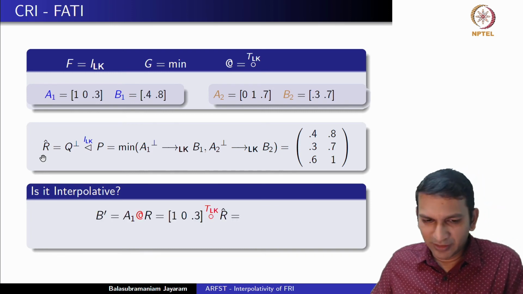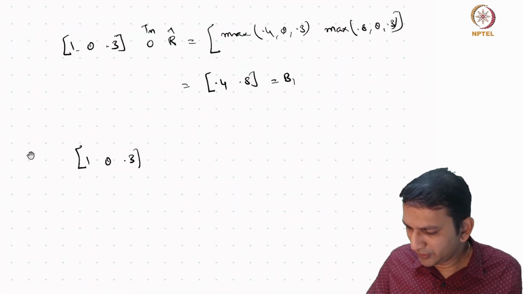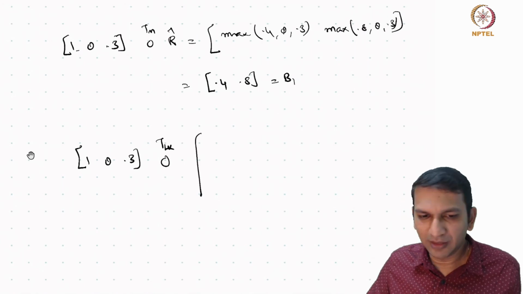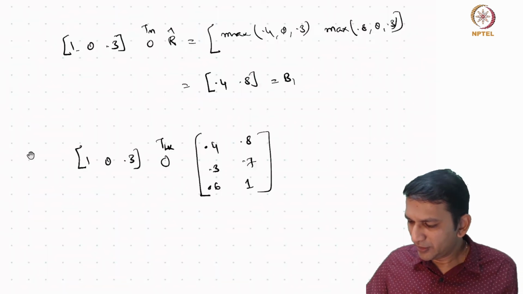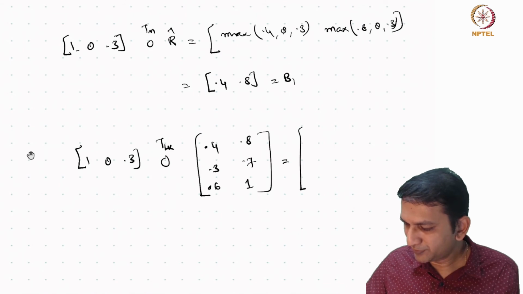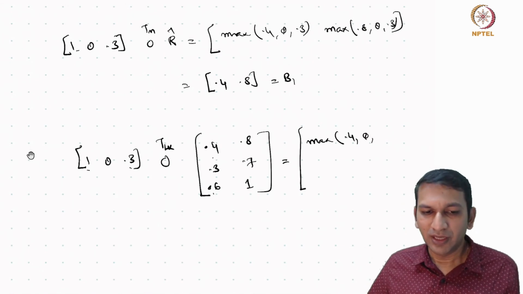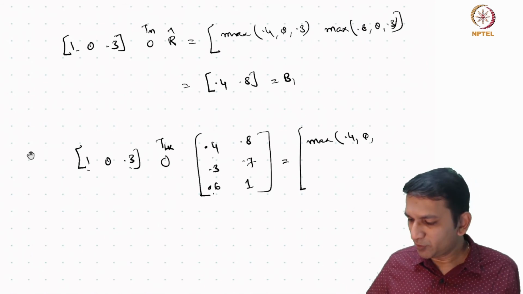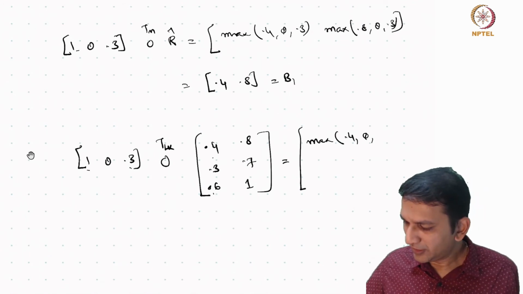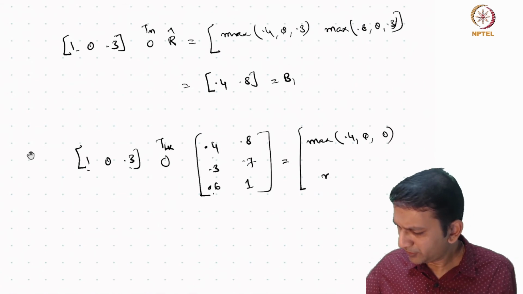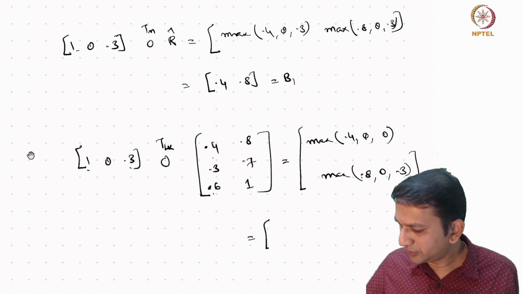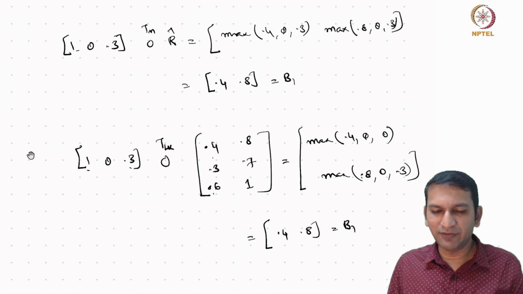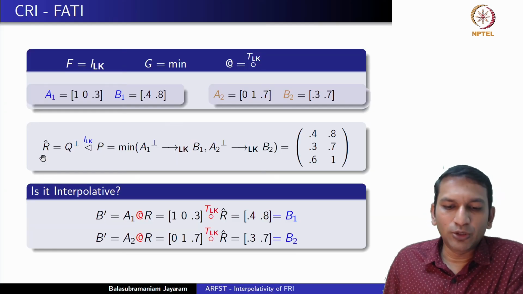So that means we want to give A1 to this. So we have 1, 0, 0.3. Now remember, we have to use the Łukasiewicz T-norm, and R is given like this: 0.4, 0.3, 0.6, 0.8, 0.7, and then 1. So now it is max of 1 and 0.4 is 0.4, 0 and 0.3 is 0, 0.3 and 0.6. Now it's the Łukasiewicz T-norm, which is max of 0, x plus y minus 1. If it is 0.3 and 0.6, it is 0.9, which is less than 1, so it is 0. And the second component will be 1 and 0.8 is 0.8, 0 and 0.7 is 0, 0.3 and 1 is 0.3. So the output that we get is 0.4, 0.8, which we see is in fact equal to B1. So once again, success with A1 and also success with A2.